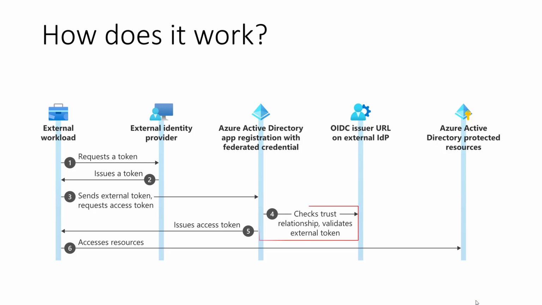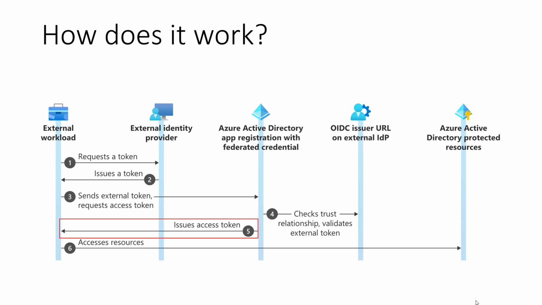But the GitHub workflow, so the GitHub Action, sends this token to the Azure Active Directory, and Azure Active Directory checks the trust relationship, validates this external token provided from GitHub using the OpenID Connect Issuer URL on the external identity provider. So in this case, using the OpenID Connect Issuer URL from GitHub. And once Azure Active Directory verifies this token, then Azure Active Directory issues an access token to the GitHub Action workload.